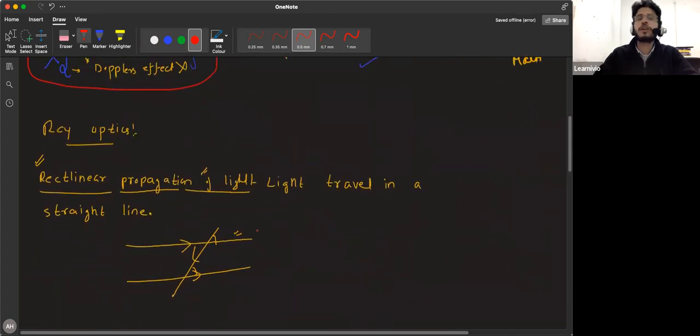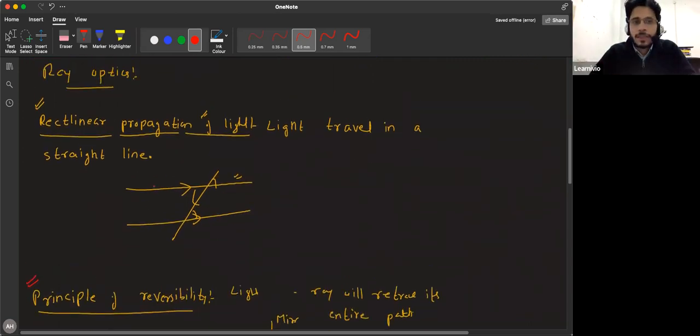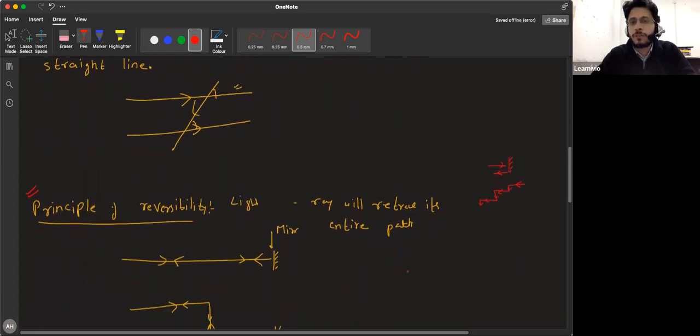When we start ray optics, we begin with certain characteristics of a ray. A ray travels in a straight line, which is known as linear propagation of light. The second thing is the principle of reversibility of light, which means if light is traveling in this direction and you put something like a mirror here, then light will retrace its path. If the light rays are coming like this and you change the path of light at this point, the entire light ray will repeat its path. This is what we call the principle of reversibility of light.